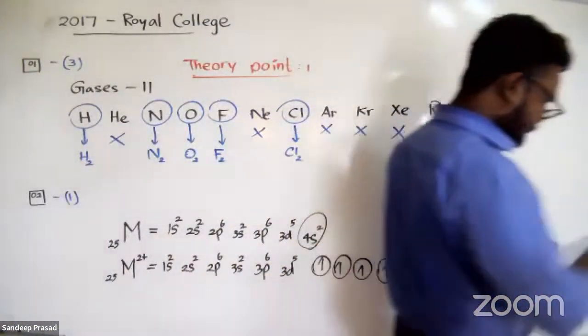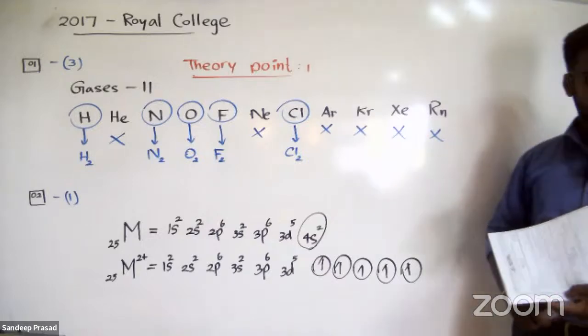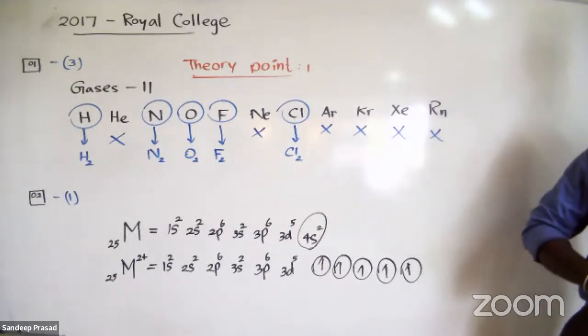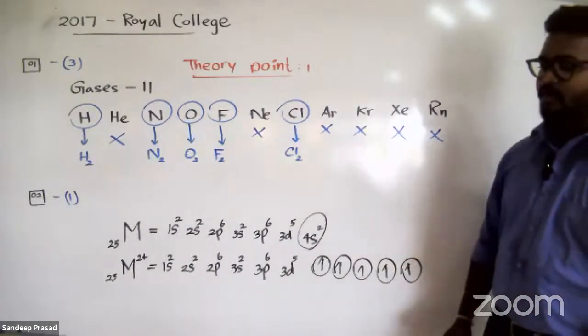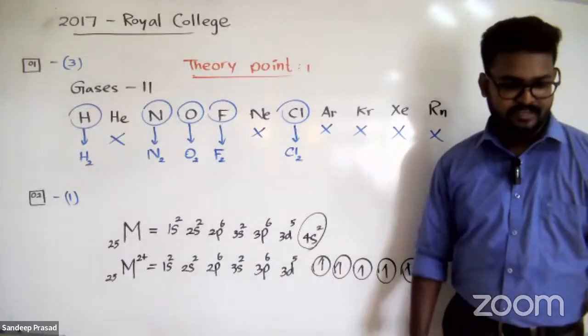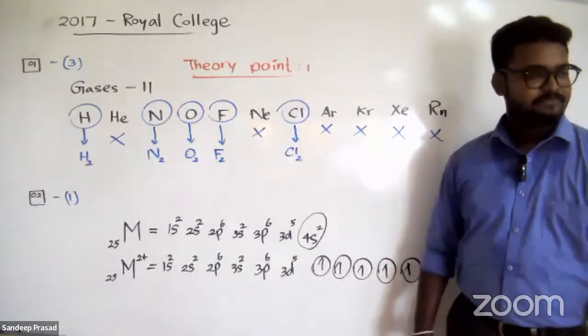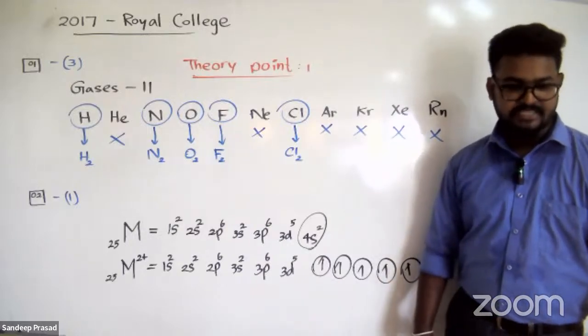Sorry. Can you tell me what is the element? Can you tell me what is the element capital M? Akash, yeah. What is the element capital M? 25 electron configuration? Yeah, correct. You all are correct. What is the element? Manganese. Manganese is the element.